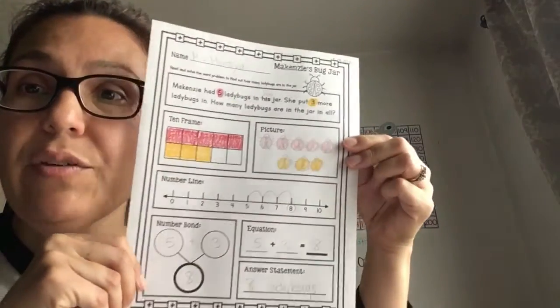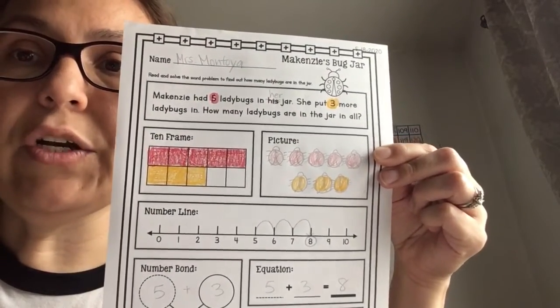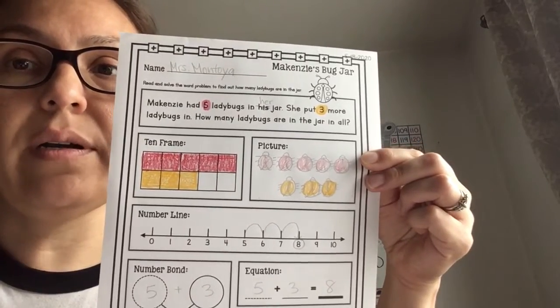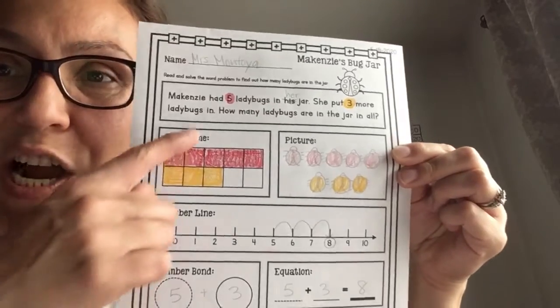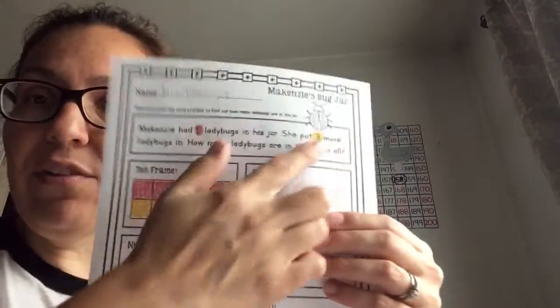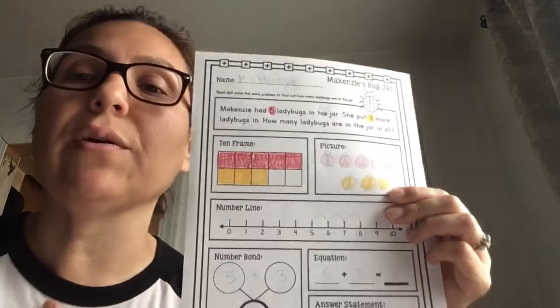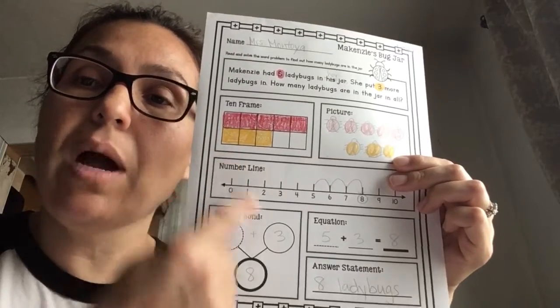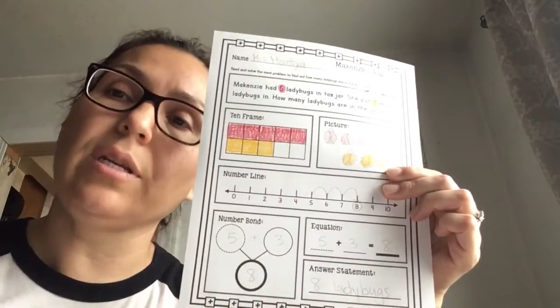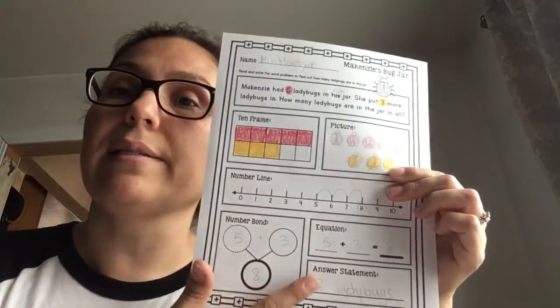Here's your math. You already know what to do, my friends. Easy peasy lemon squeezy. Let me just read it to you. It says, Mackenzie had five ladybugs in her jar. She put three more ladybugs in. How many ladybugs are in the jar in all? And all means you're adding. If you use two colors, one for five and one for three, it's easier to see them in your ten frame and your drawing, okay? Do you have to? No. Especially now that you understand what these word problems are like. These are all addition. But sometimes, when you get more practice, your teacher's going to mix in addition and subtraction problems. We will get to subtraction problems, I promise. I just want us to do enough practice on this, okay?